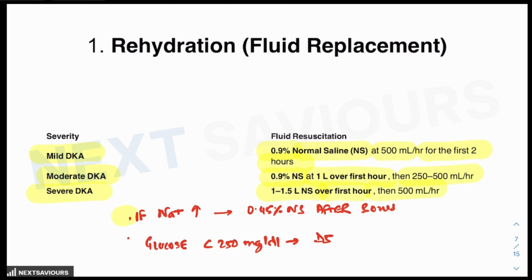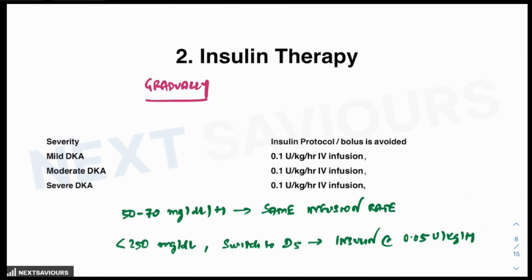Now, what are the checkpoints? If serum sodium is high, then switch to 0.45% NS after the initial bolus. And when the glucose falls to less than 250 milligram per deciliter, then switch to D5 in order to prevent hypoglycemia. The second is the insulin therapy.